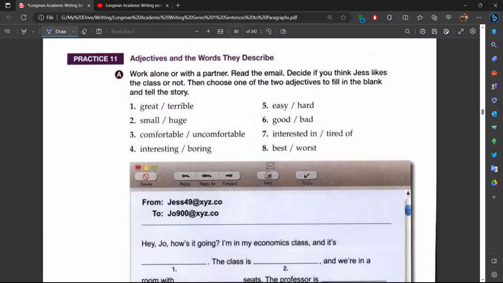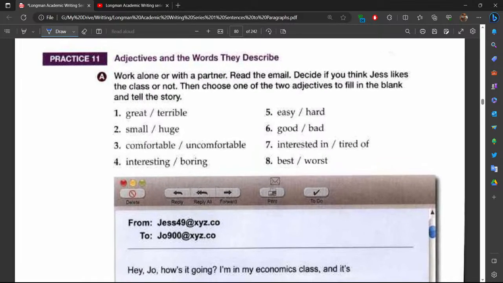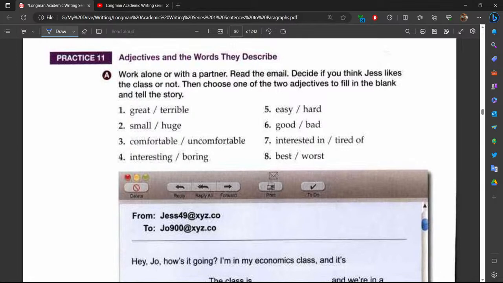So now we come to a practice: adjectives and the words they describe. Adjectives do not describe verbs. This mistake occurred. Adjectives describe nouns or subject pronouns. Work alone or with a partner. Read the email. Decide if you think Jess likes the class or not. Then choose one of the two adjectives to fill the blank and tell the story.